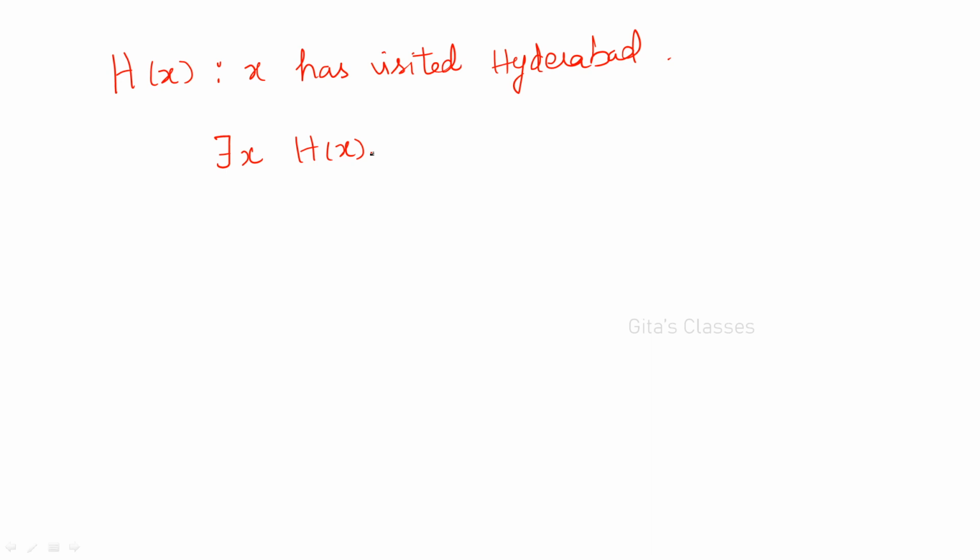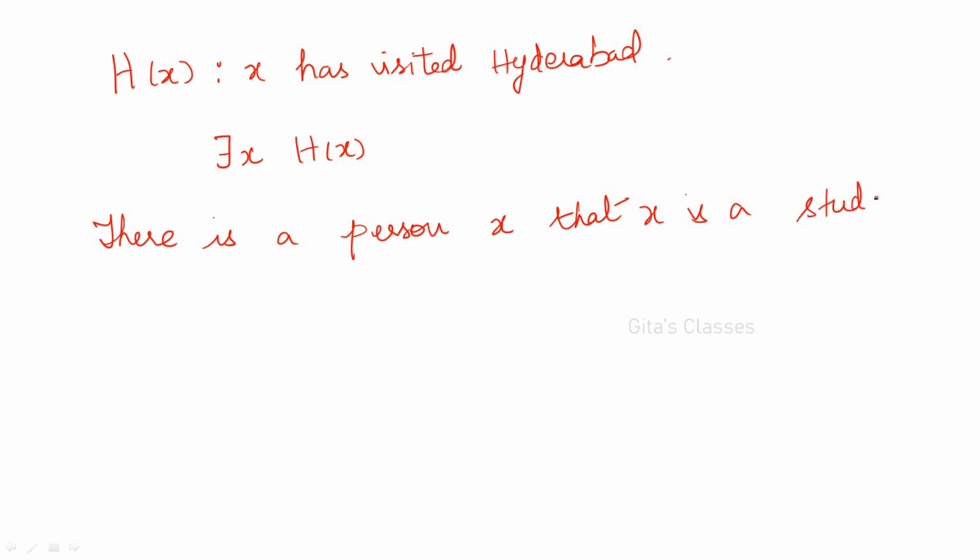Now we are going to consider the wider set of people other than this class also. If you are considering persons from outside this class also, then how will you write the statement? There is a person X having the property that X is a student in this class and X has visited Hyderabad.